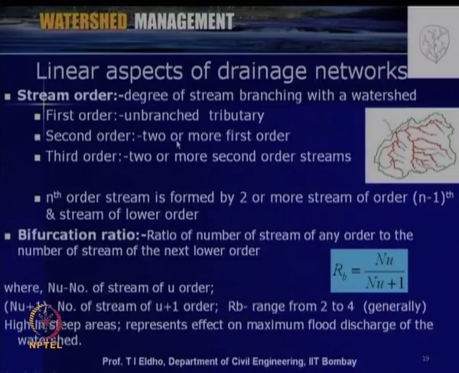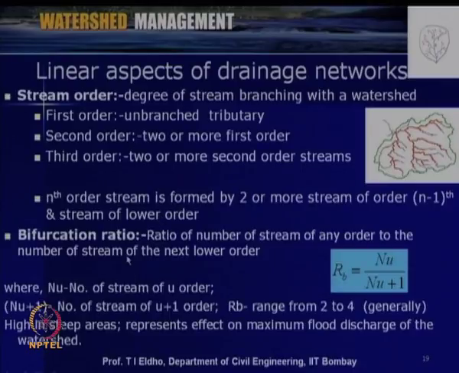Then second order, so 2 or more first order streams. So, you can see that 2 or more first order streams keep on joining. So, this is the so-called second order. So, whatever is indicated in blue here is the second order. And third order means 2 or more second order streams are coming together. So, this is the third order as far as the stream order is concerned. So, like that the nth order stream is formed by 2 or more streams of order n minus 1 and a stream of lower order. So, that is the nth order of the stream.